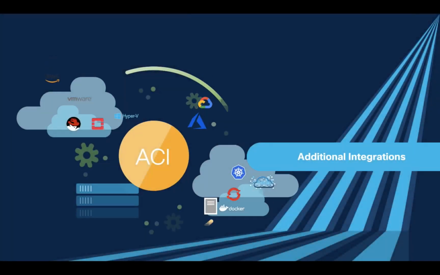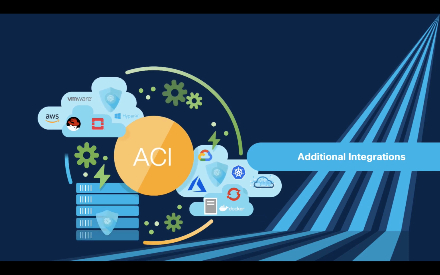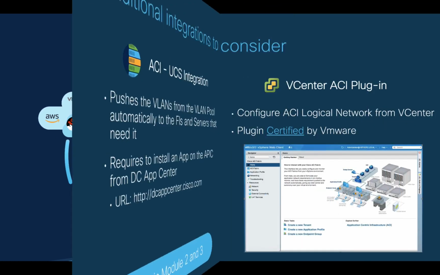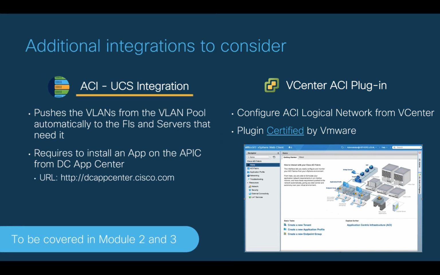There are a couple of add-ons that may be useful for you to consider when integrating VMware to ACI. One, there's an ACI and UCS integration application that can be installed on APIC, which allows you to automatically push the VLANs from the VLAN pool in the VMM domain all the way to the Fabric Interconnect and the server. This avoids manual VLAN configuration on UCS.